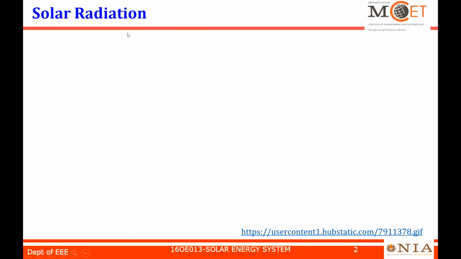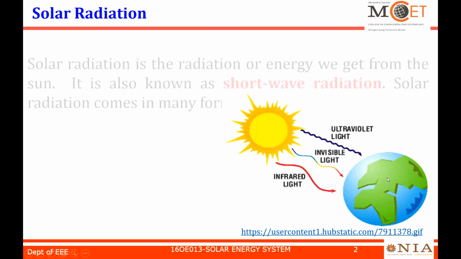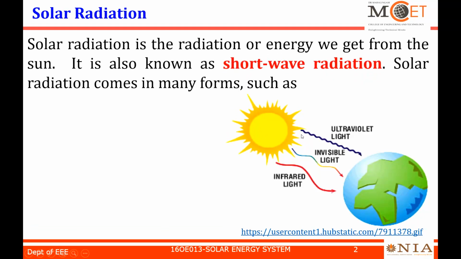Solar radiation. What is solar radiation? Why is solar radiation important? What is the necessity of solar radiation? The main purpose of solar radiation is to generate electricity by means of a solar energy system. So solar radiation is nothing but the energy we get from the sun that falls on the earth. Solar radiation is the radiation or energy we get from the sun.